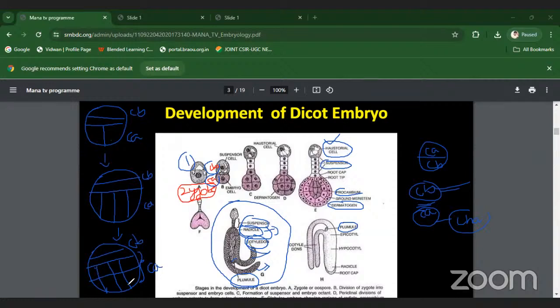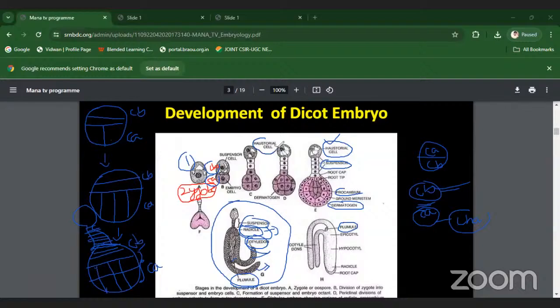After formation of the octant, the CB cell continuously follows transverse division. Only transverse division, another transverse division, another transverse division. Like this, 6 to 10 cells are formed. Now it is completely developed into the suspensor. The topmost develops as a large cell.